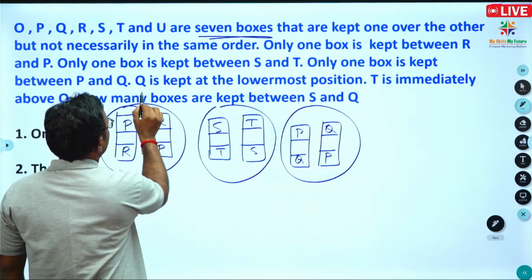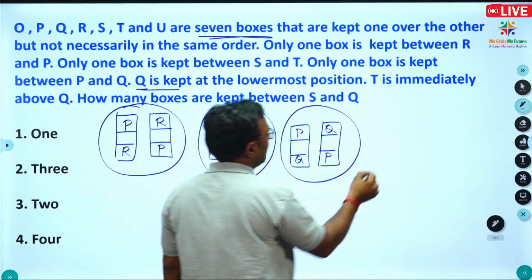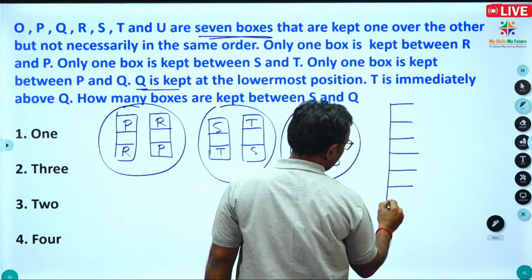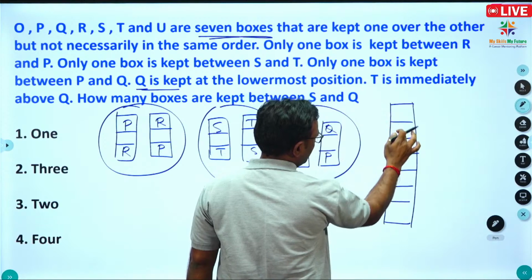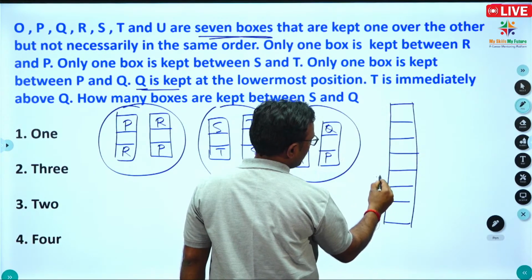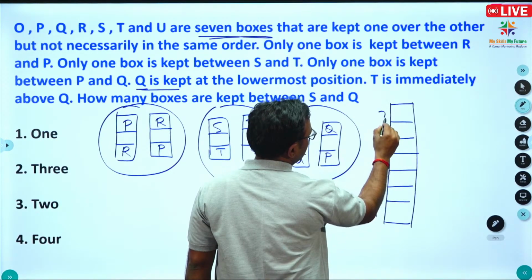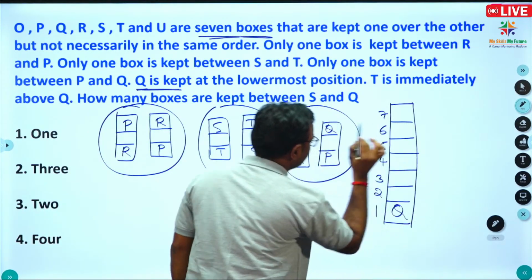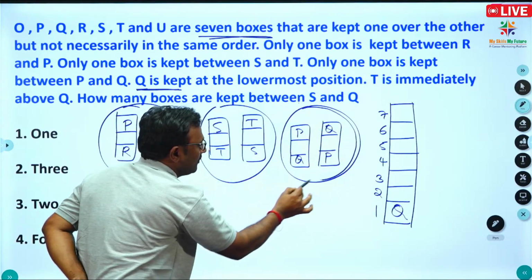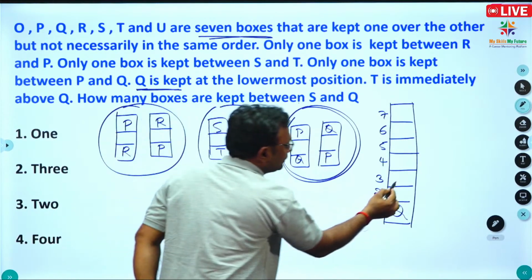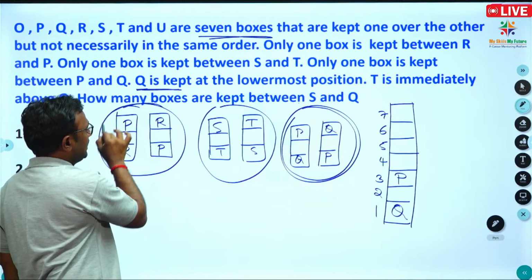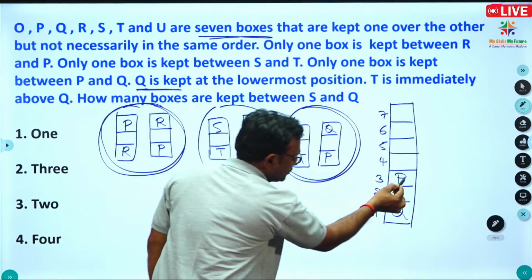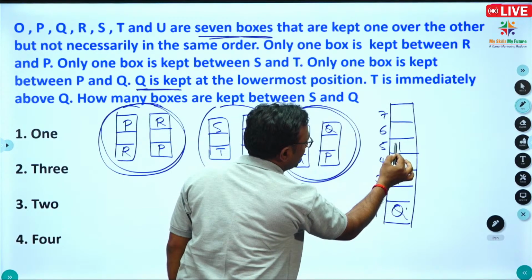So they gave one more piece of information here. Q is kept at the lowermost position, right? So we take some positions, 1, 2, 3, 4, 5, 6, 7. This is Q. According to this information, we can write only one person is there between P and Q. And another piece of information is there, only one person between P and R. So there is no possibility of writing R here, we have only one chance of writing R here.